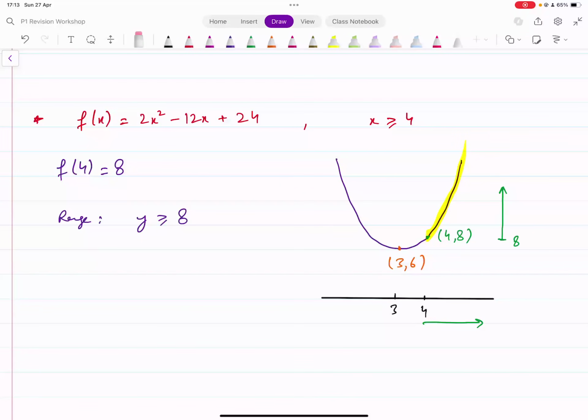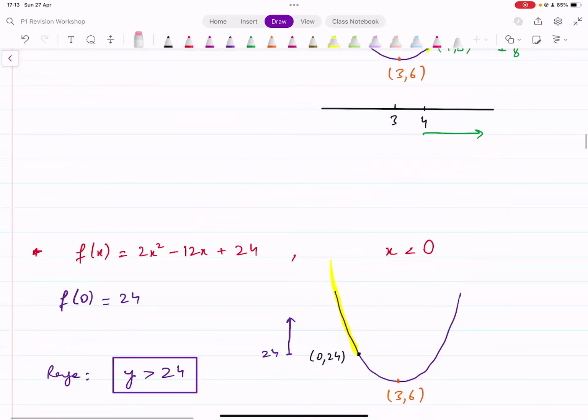So for quadratic functions, you always have to sketch the graph, mark the part of the graph that is valid for the given domain, and in that part, think about what's the lowest value on the graph and what's the highest value on the graph, and that will be the range of the function.